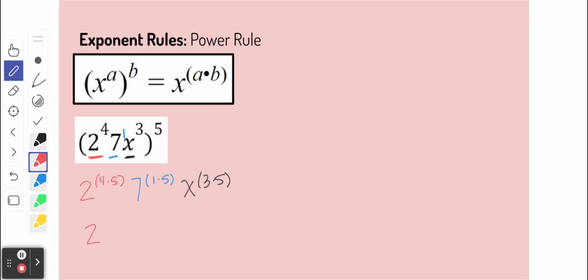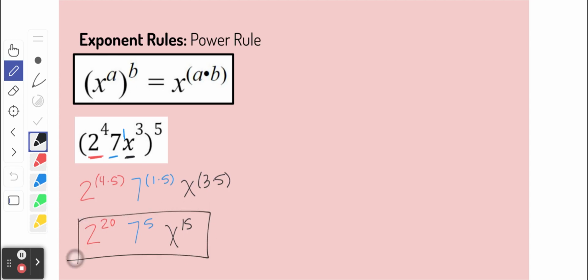I go ahead and simplify. 4 times 5 gets me 20. 1 times 5 gets me 5. 3 times 5 gets me 15. So this is my simplified version, again using the power rule.